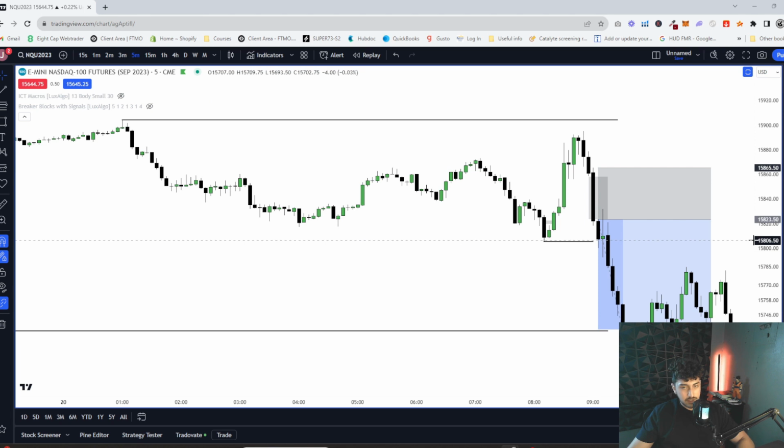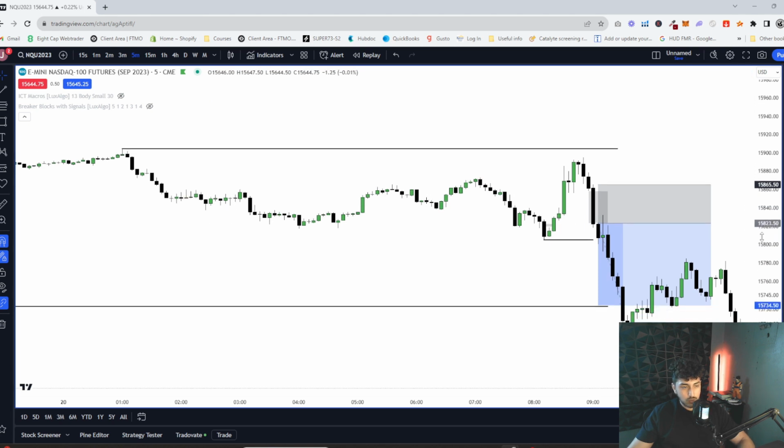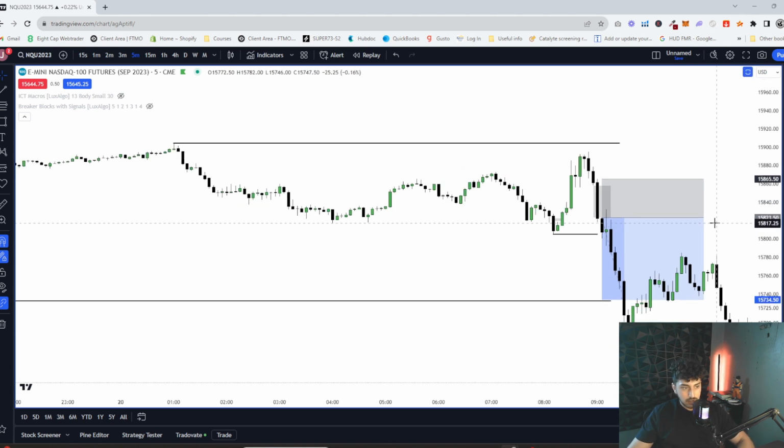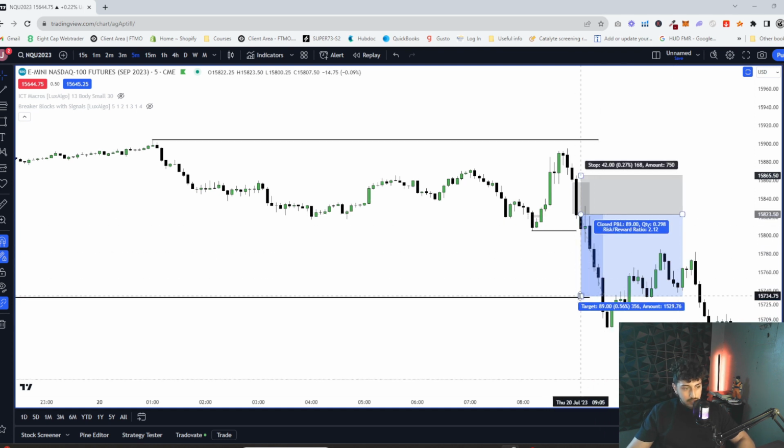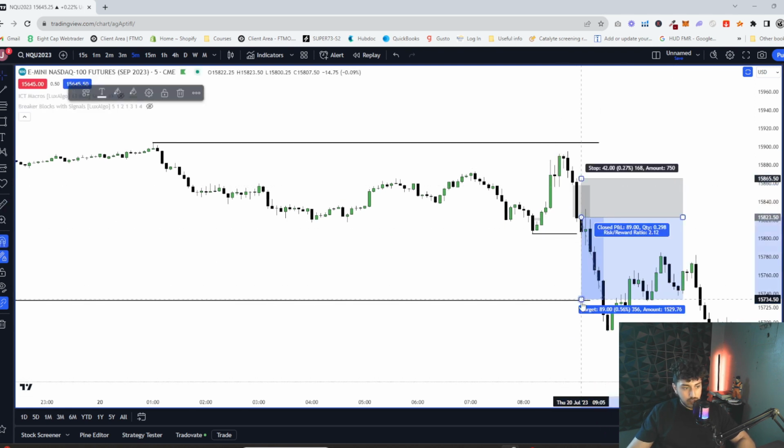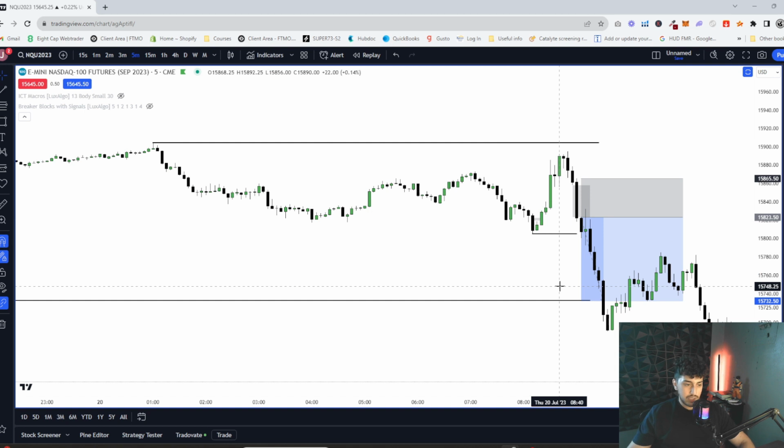Is a 2RR not good enough for you guys? I feel like a 1-to-1 is even good sometimes. And there you go. That's how you know if a liquidity sweep is going to be a liquidity sweep or if it's going to continue.